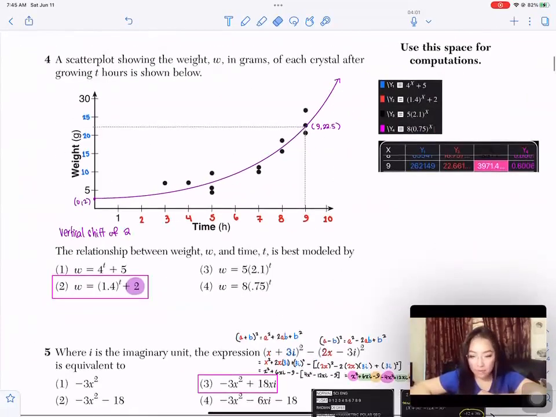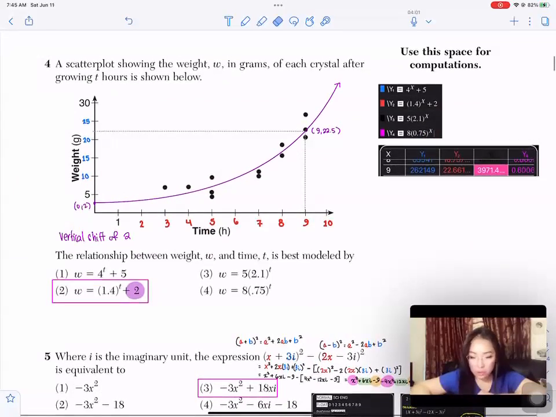Okay. For 4, they wanted you to do some sort of, what's that called? Best fit line. And so you just do your best to draw a curve within the lines. And you notice that it's an exponential. And if it's an exponential function and there's a shift of 2 units up, there definitely has to be a +2. So as a result, it's choice 2. That's how I did it.